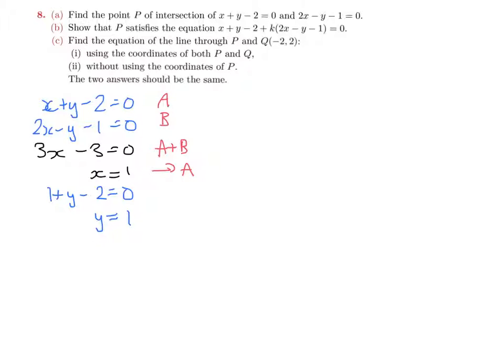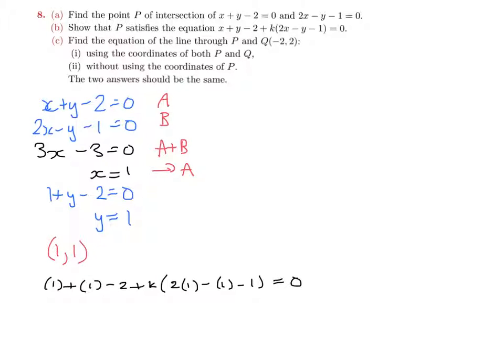Okay, so the point of intersection, therefore, is the point (1, 1). Next part, we need to show that it satisfies the equation x + y - 2 + k(2x - y - 1) = 0. So all we need to do is sub in. So we get 1 + 1 - 2 + k(2(1) - 1 - 1) = 0.